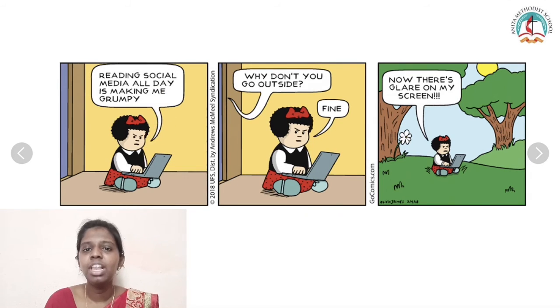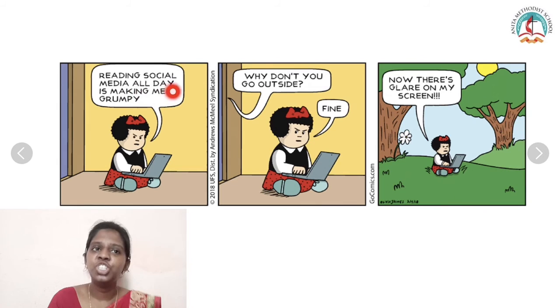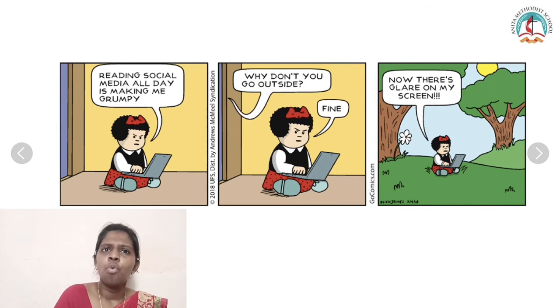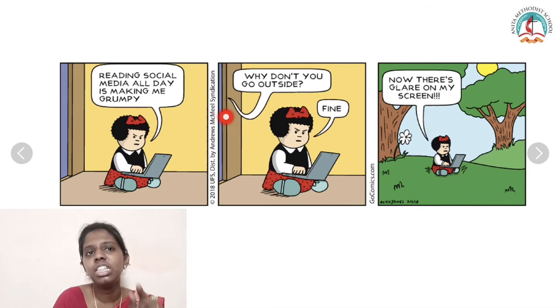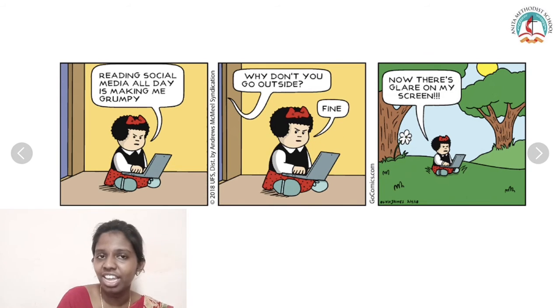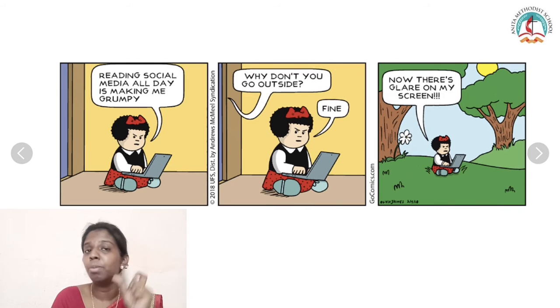Then you need a speech bubble, and the speech bubble is pointing towards her. In the first box, can you see? She is talking something: reading social media all day is making me grumpy, which is her expressing something. And then in the second picture, why don't you go outside? That was the reply which came from outside. Can you see the speech bubble towards the door, the end of the speech bubble? So this says that someone else is talking, and then she is telling fine. So the speech bubble is from her, and finally she's out somewhere. Now there's glare, no more screen. So this is a short comic which was written. Even you can try writing a comic.